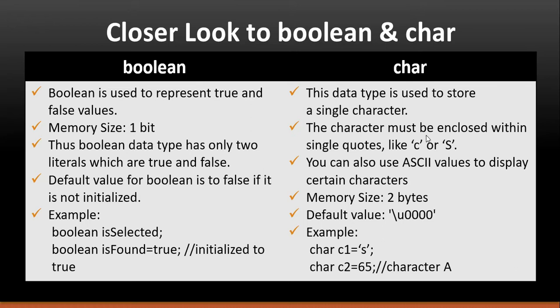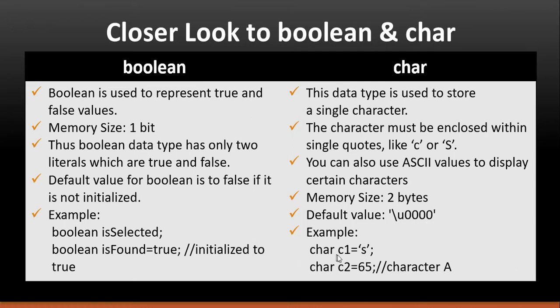But while storing char, you need to enclose it in single quotes. You can also use ASCII value to display or store certain character. So if you don't want to store C, S in a character format, you can store its ASCII value also. Char data type occupies 2 bytes of memory and the default value for char data type is \u0000, that is a 0 value.